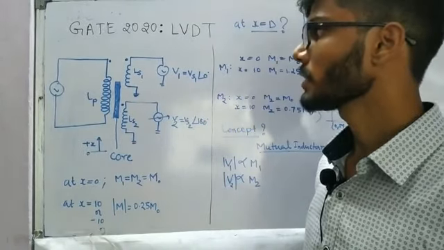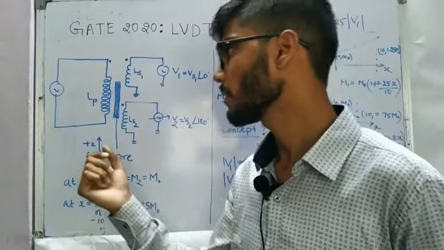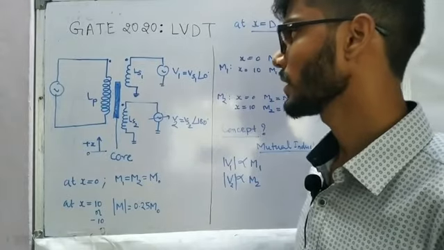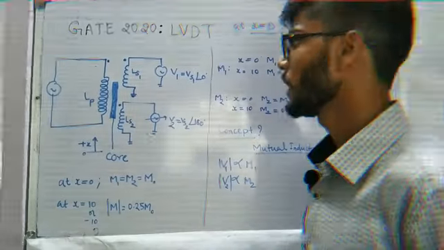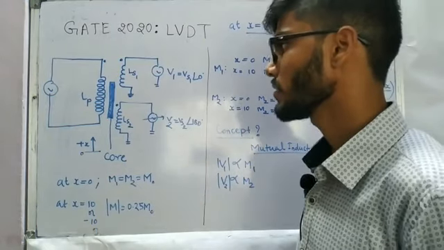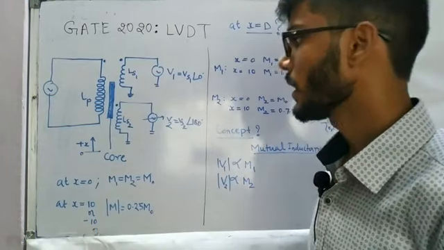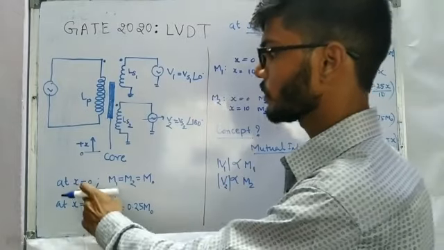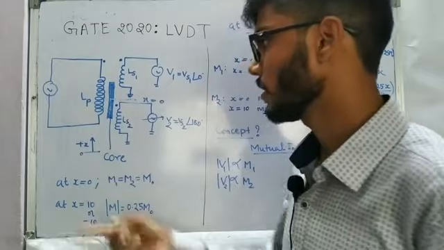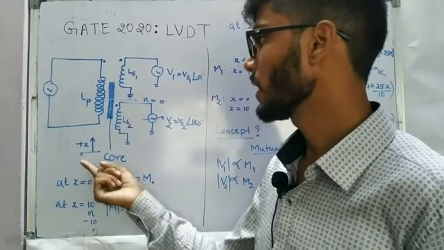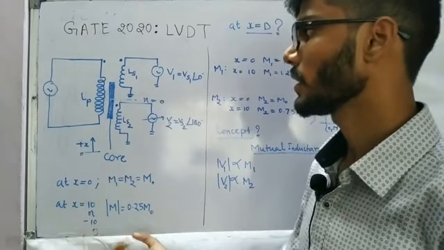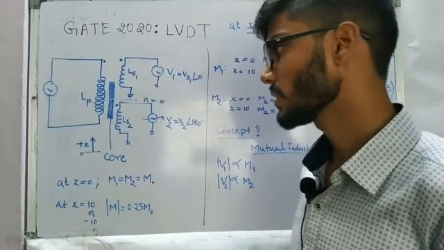The question given was that there is one primary winding, given as LP, and two secondary windings whose self inductances were LS1 and LS2. The mutual inductance of coil 1 is given as M1, and the mutual inductance of coil 2 is M2. When there is no displacement, I am taking this particular point as x equal to 0. It is also mentioned in the question that upward displacement is taken as positive x, and downward displacement of the core is taken as negative x.